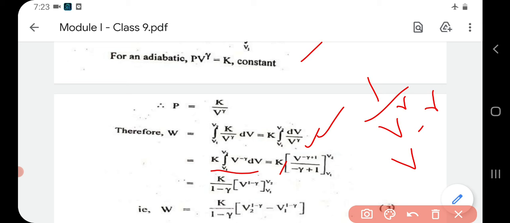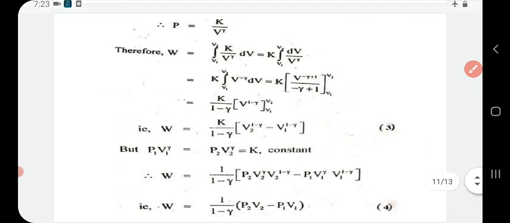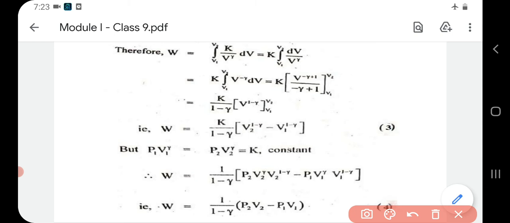So applying that, this one will be V raised to minus gamma plus 1 by minus gamma plus 1, with limits V1 to V2. Now K by the denominator is taken outside. What is the denominator? Minus gamma plus 1. It is the same as 1 minus gamma. So K by 1 minus gamma is taken outside, and V raised to 1 minus gamma is kept as such, with limits from V1 to V2.